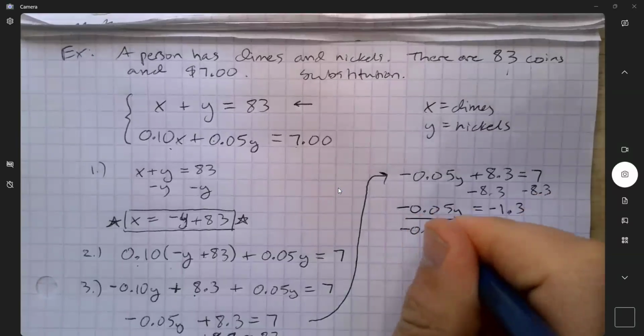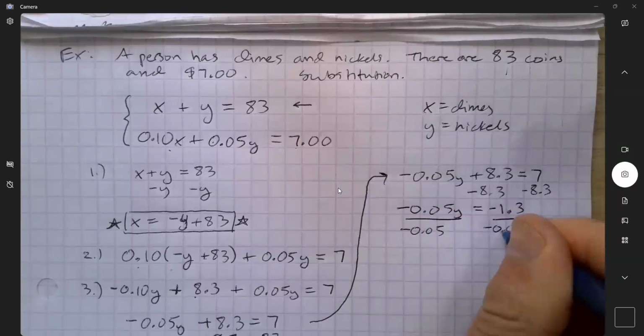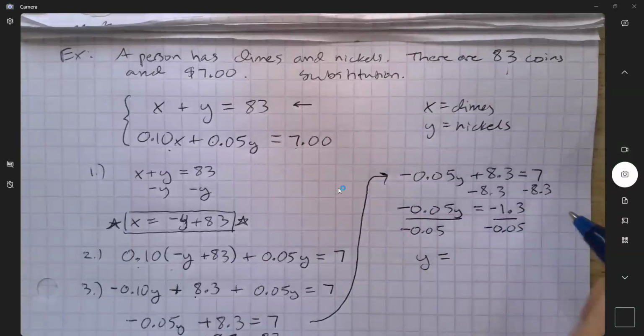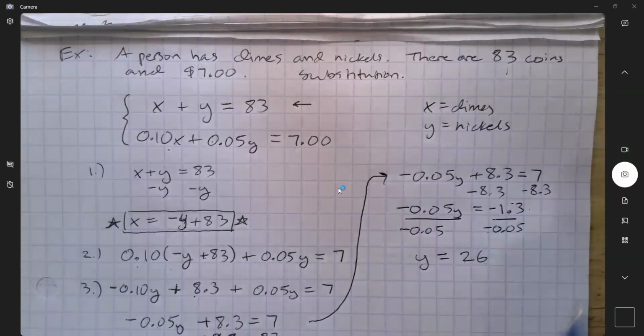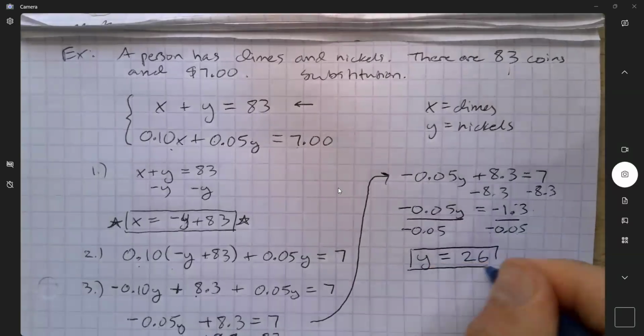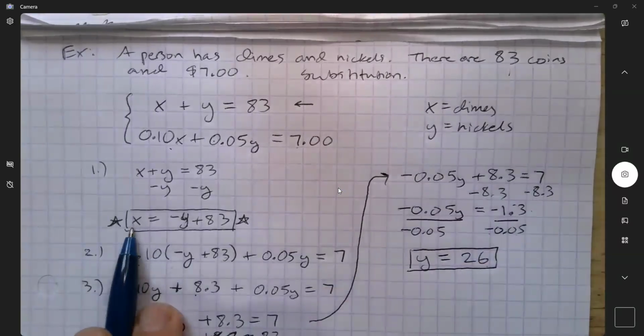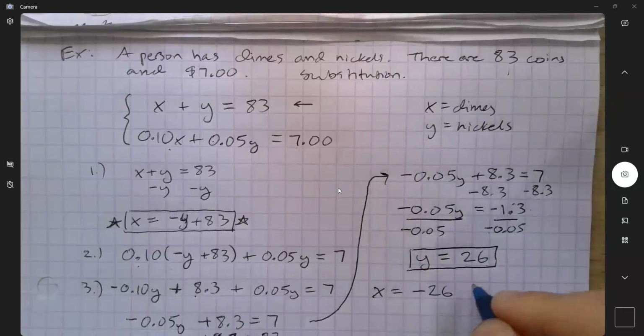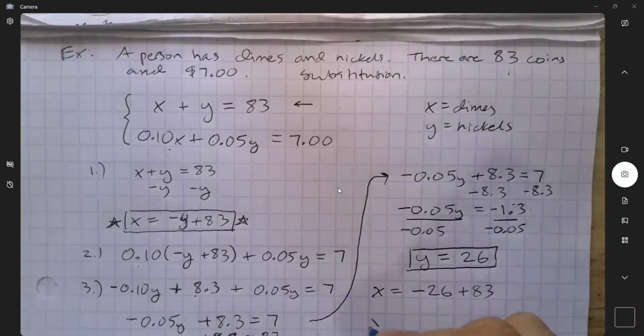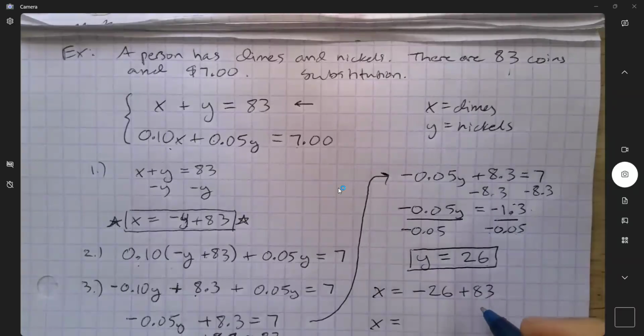And now if I divide by negative 0.05 on either side, and I can certainly use my calculator, nothing wrong with that, I'm going to get y equals 26. Negative 1.3 divided by negative 0.05 is in fact 26. So I have solved for one of my variables, and now I use my starred equation to solve for the other. x equals negative y, so negative 26 plus 83. And that means x is going to equal, I believe, 57.